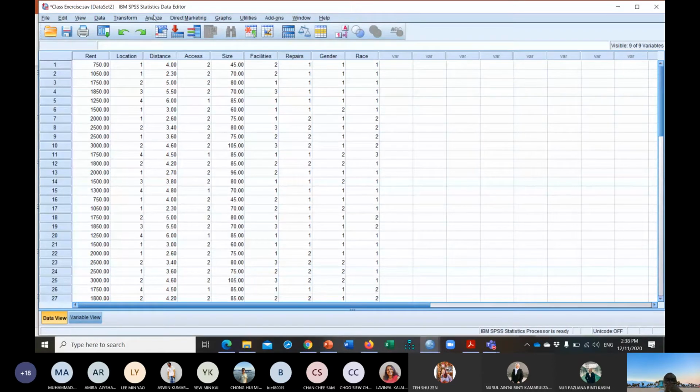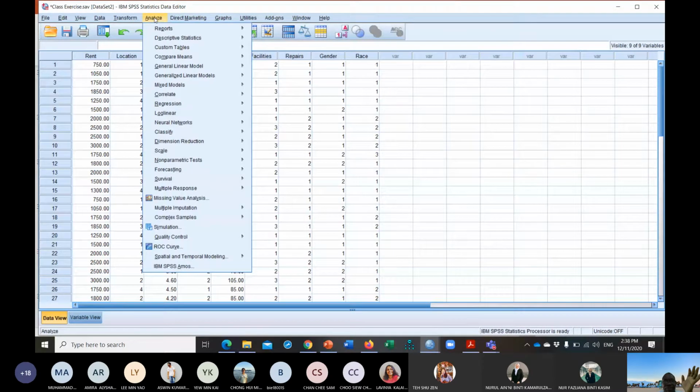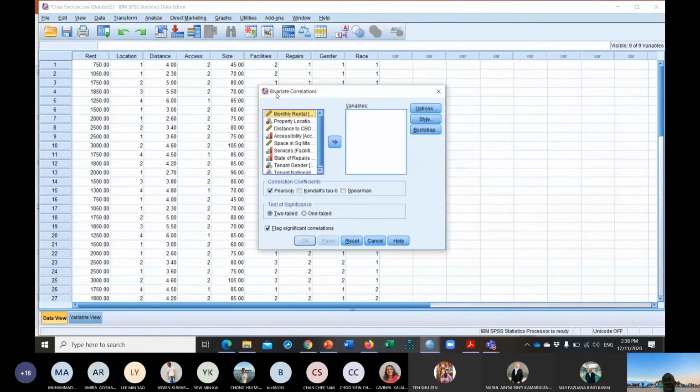So I proceed to check the relationship between all these variables. When we do that, we go to Analyze again. Everything we want to do in SPSS starts from Analyze. So let's then choose Correlate and Bivariate here, because this time we want to correlate all these items against each other.